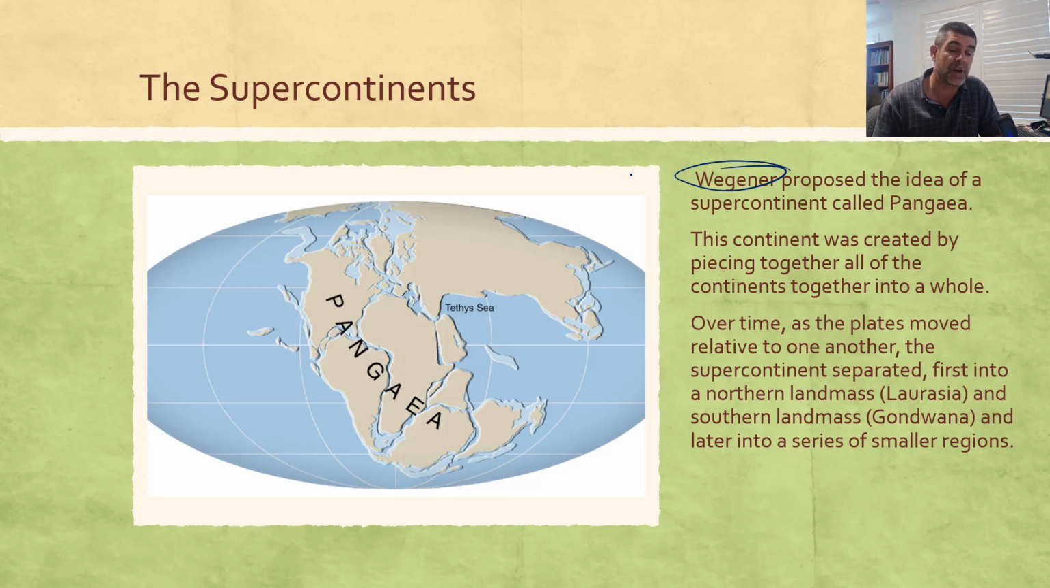Obviously, that meant that some of them were in quite different positions to where they are now, and it meant that we needed to try and use our developing understanding of continental drift, of seafloor spreading, and of plate tectonics to try and understand exactly what was going on with these supercontinents.